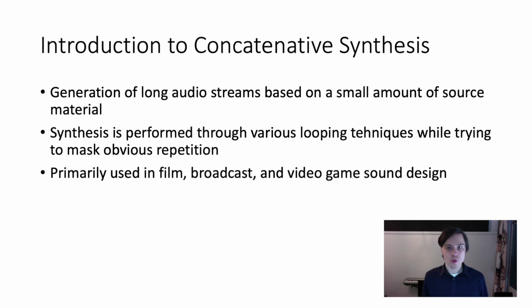So, in general, concatenative synthesis is about using a small amount of source audio to generate a stream of arbitrary length. We can do this through different types of looping techniques, but we need to take into account that the human ear is very good at noticing repetition and patterns. These techniques are used a lot in, for example, video games, where the length of a level is defined by how fast a player can play through it.